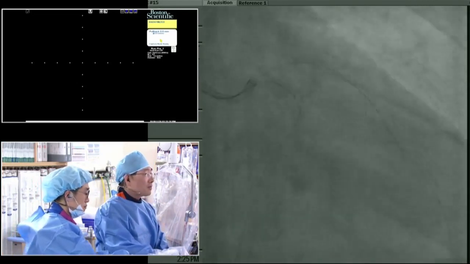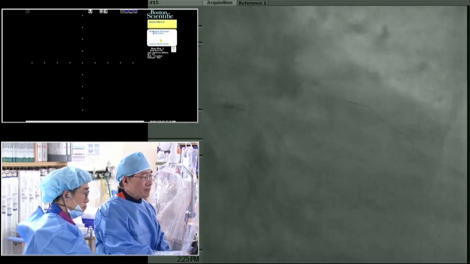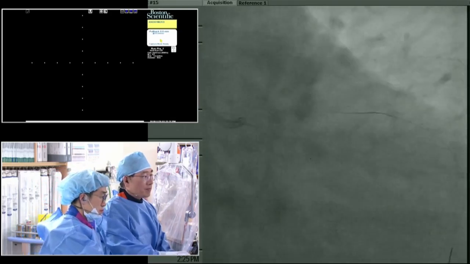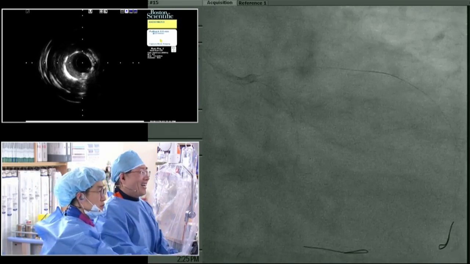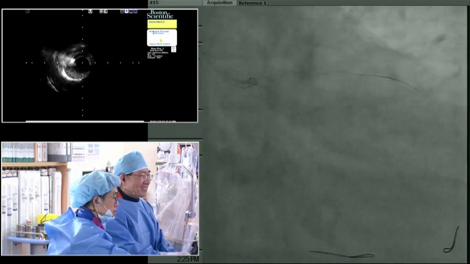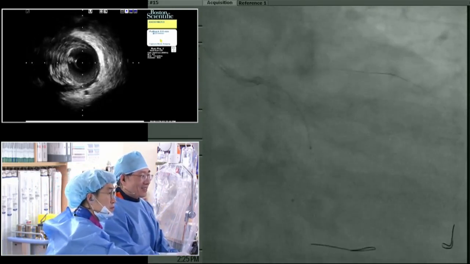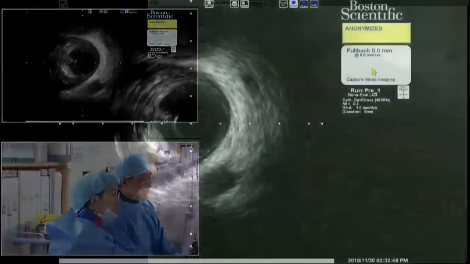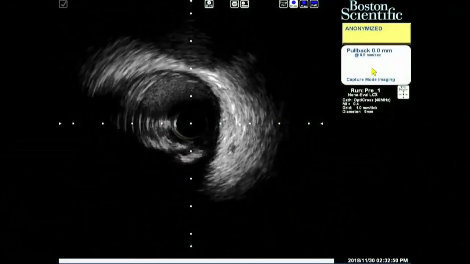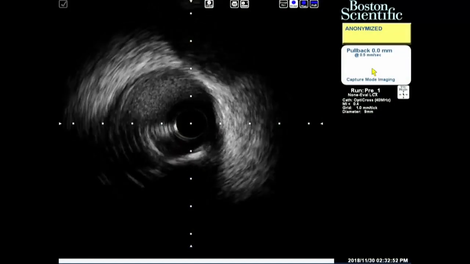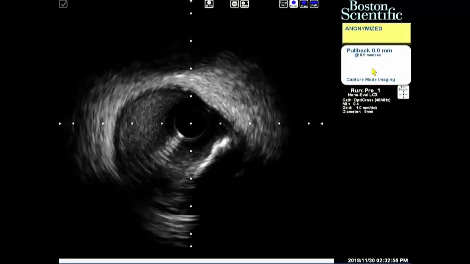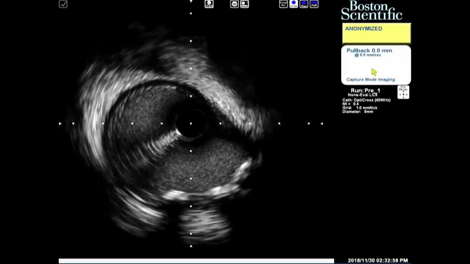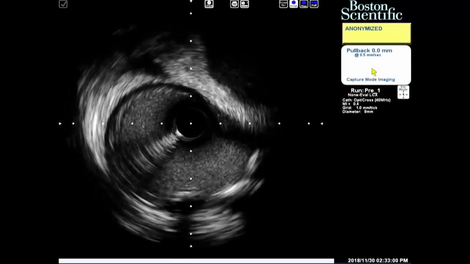Cordial, please. So, Dr. Kim, what's the MLA in the LAD? MLA? LAD. Yeah, we will check. Just do the IVUS right now. After IVUS examination, circumflex, we will check again. Big vessel, right? Yeah, big vessel and more. Yeah, distal. Yeah, here. Very big. Pull back.